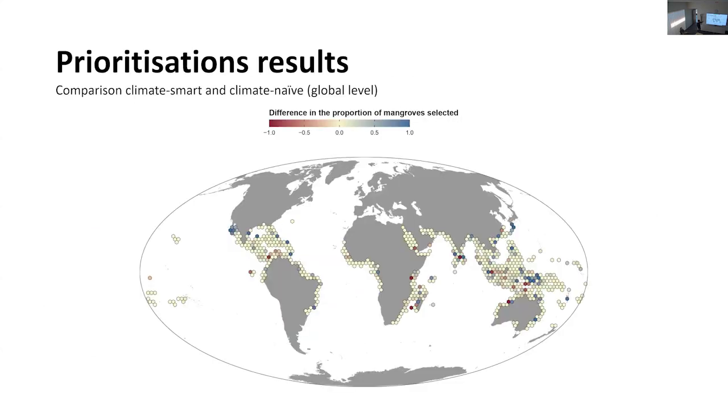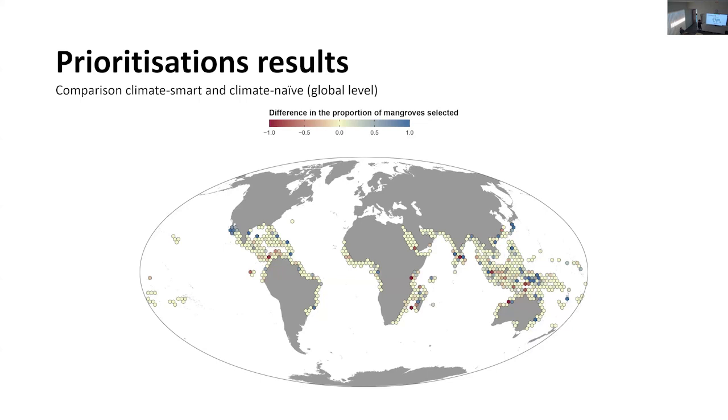Okay, so this is one of the results we have. What I was running was a prioritization without including climate change and one including climate change. In light blue, we see those areas that are selected by the climate smart prioritization, but not by the climate naive, so the one that is not considering climate change. In red, those that are selected by the climate naive, but not by the climate smart. And in yellow, those areas that are selected by both. And obviously, there's a gradient.